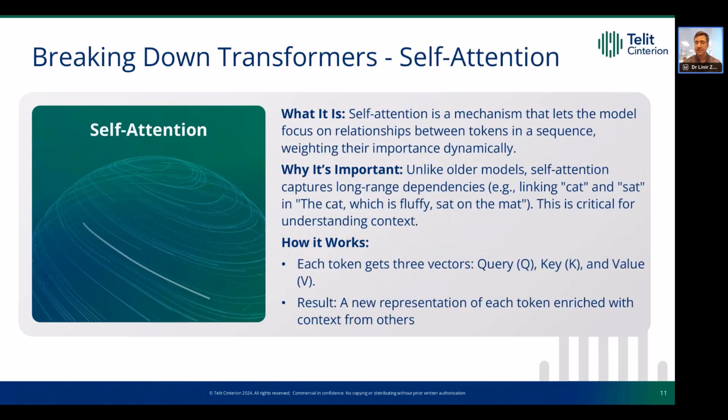And the third process is the self-attention. Once we broke down the data into tokens, and then vectorized it, the next step is to find relations and to find the importance of each one of these words or tokens. Self-attention is a mechanism that lets the model focus on relationships between tokens in a sequence, weighting their importance dynamically. There are different ways to achieve it. To make it intuitive, you can think about how many times a word or a token repeated itself in the data. The more it repeated itself, the more important it probably is.